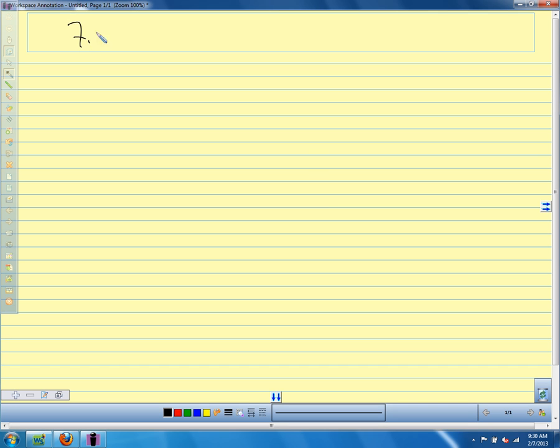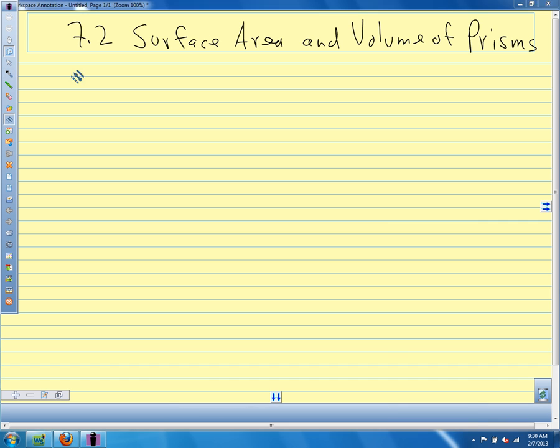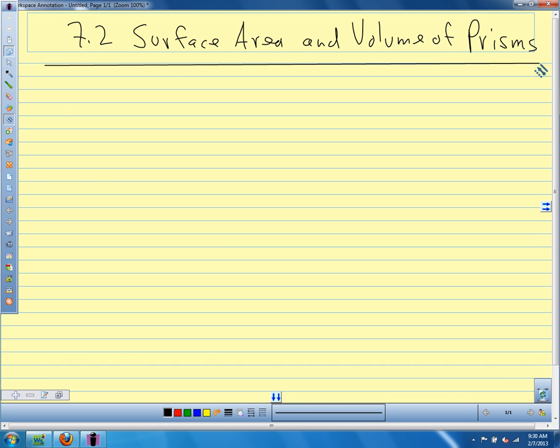7.2, and we're going to talk about the surface area and volume of prisms. And we talked a little bit in the last class about prisms. We talked about rectangular prisms. Today we're going to make it more general, and we're going to talk about any kind of prism, and we'll point out where things overlap and where they don't.